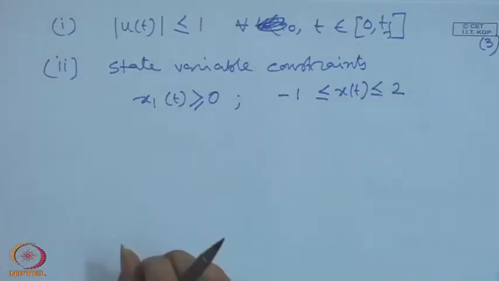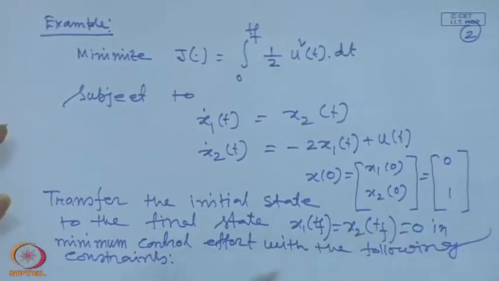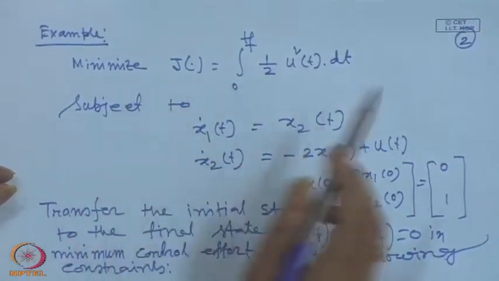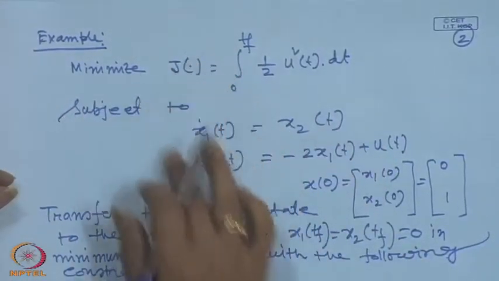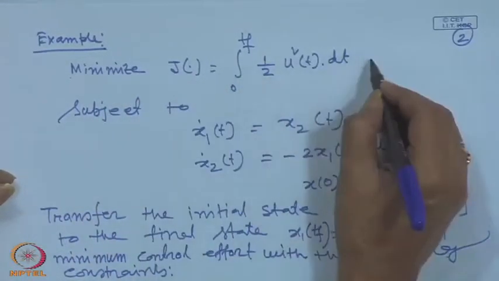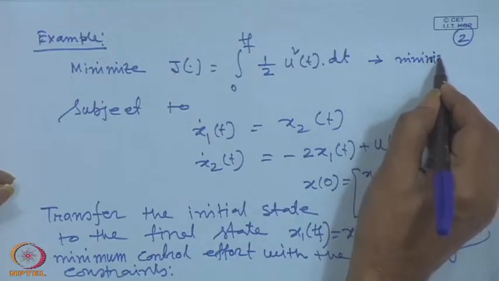This type of problem we have done in static optimization, where we minimize the performance index subject to constraints, agree? There we had equality constraints, inequality constraints, and both equality and inequality constraints. We have solved that type of problem earlier, but now this is a dynamic optimization problem. Our problem is to minimize the performance index, which is nothing but the control effort.